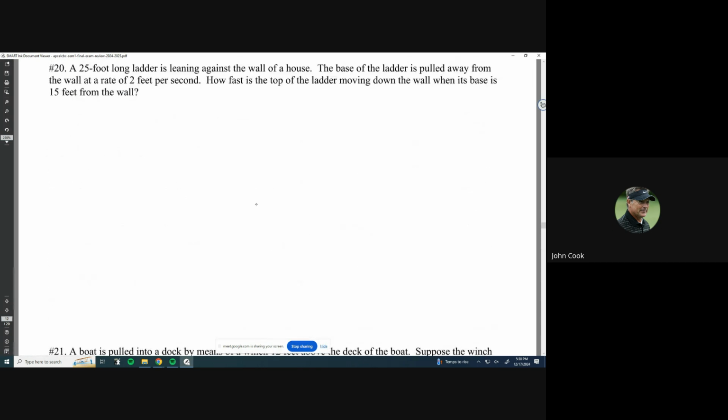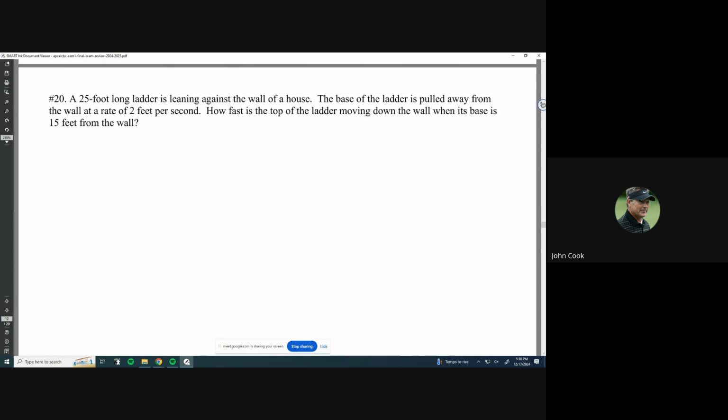Okay, so starting with number 20. A 25-foot long ladder is leaning against the wall of a house. The base of the ladder is pulled away from the wall at a rate of 2 feet per second. I've got to draw this out. So it's a ladder, 25 feet, leaning against the wall of the house, and the base is going in this direction at 2 feet per second.